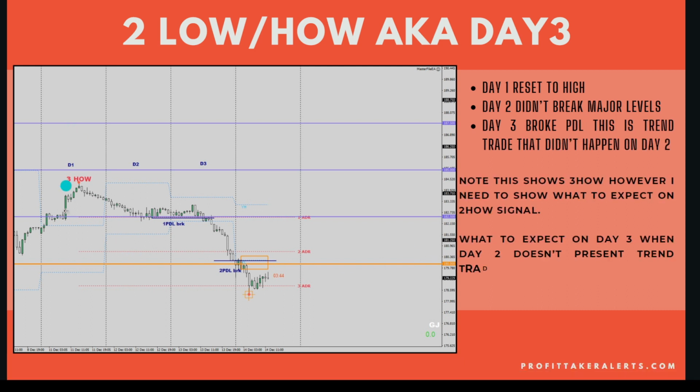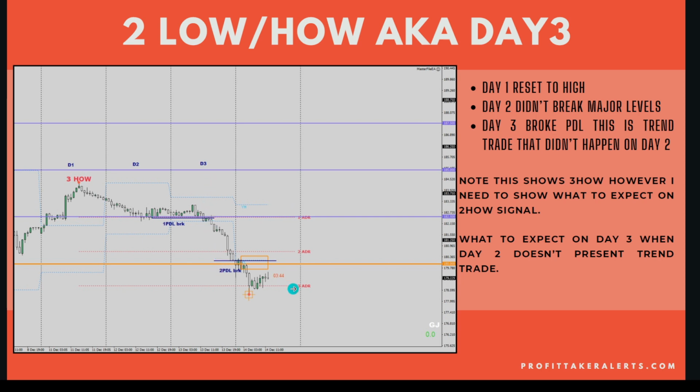GJ. We had a reset right here. We had day 1, day 2, and day 3. So this one for day 2, as I mentioned earlier, you want to look and see what happened on day 2. And if day 2 didn't touch any major levels or break the low, then we're just going to expect that this trade is going to occur on day 3, which it did. We had a nice trend trade on day 3.